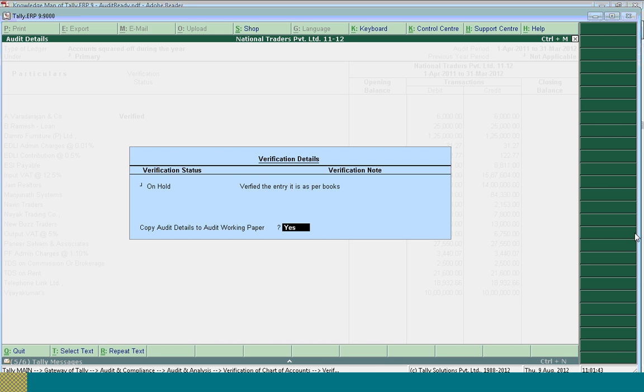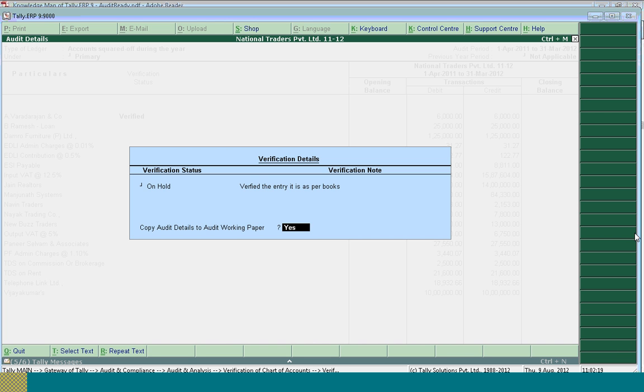So in this section we have an option here, copy audit details to audit working paper. This comes under the section of audit documentation. For every act of audit, whatever you do or verify, what exactly you are doing with the data, there should be detailed information on what act has been done. So it will be automatically updated in the audit working paper. Here on the right-hand side we have the audit working papers.